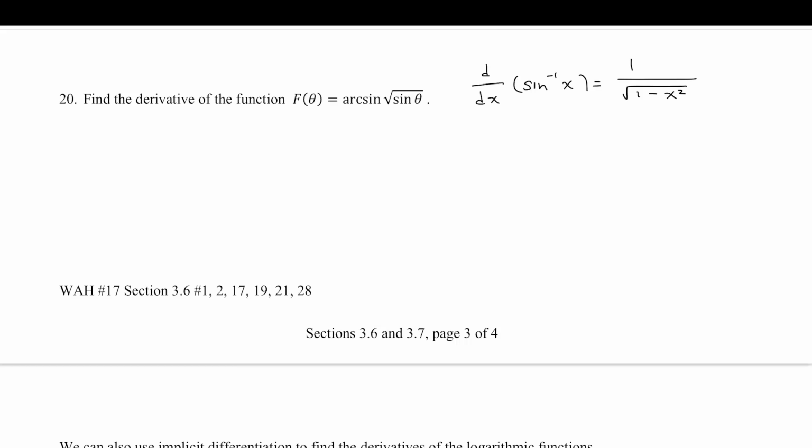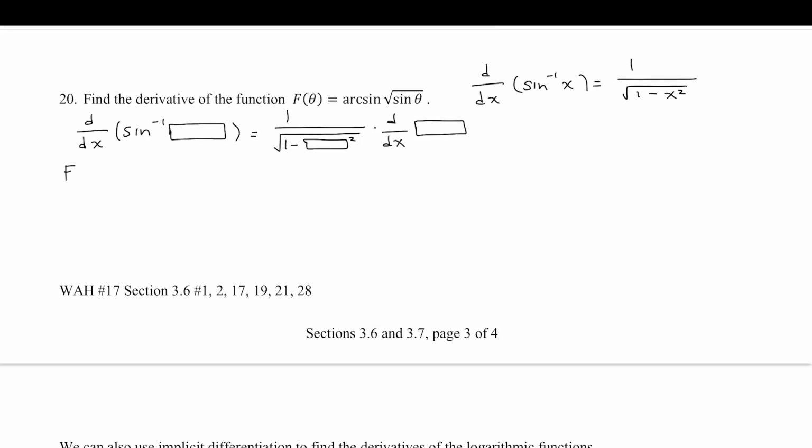Now when I'm finding the derivative of the arc sine of something other than plain x, I have to use the chain rule. So the derivative of the arc sine or inverse sine of something that's not just x is 1 over the square root of 1 minus whatever that argument is squared. Then I have to multiply by the derivative. In this case, we'll be working with theta, but whatever that argument function is.